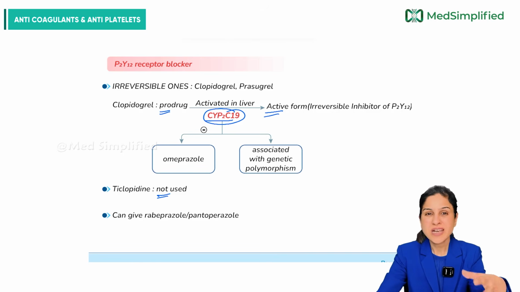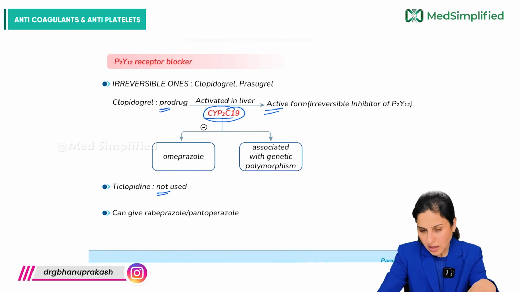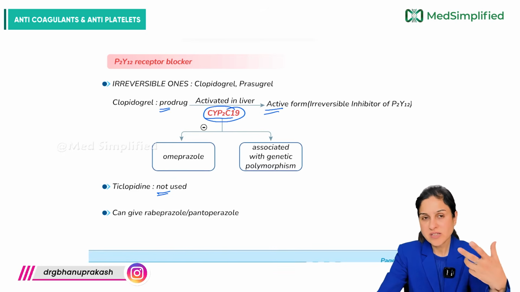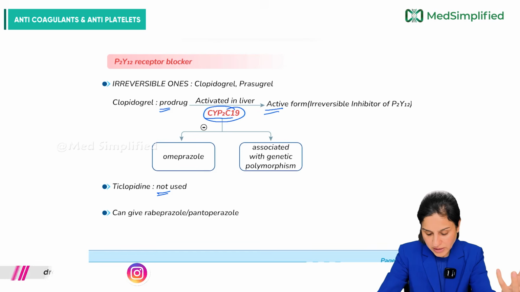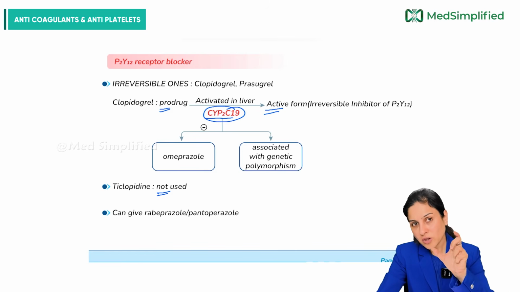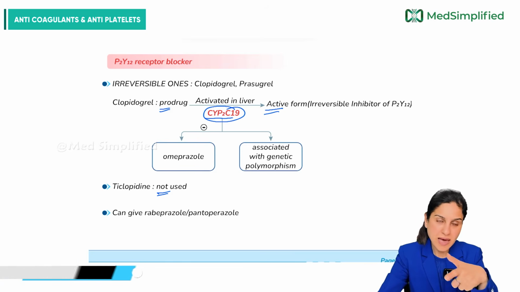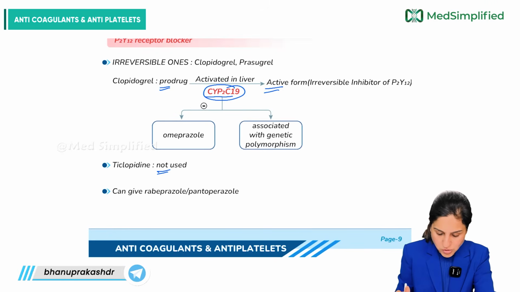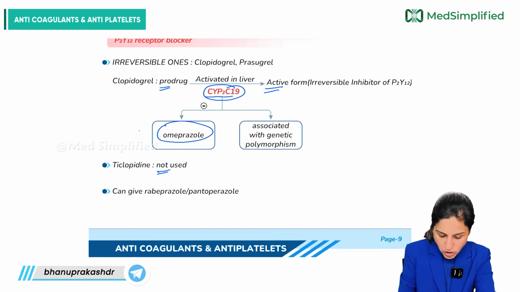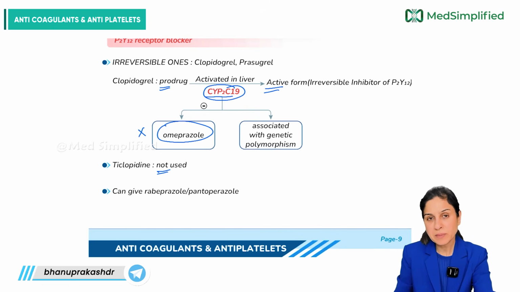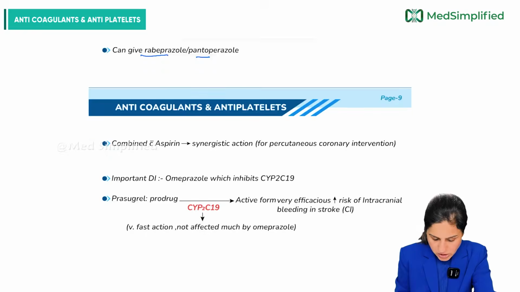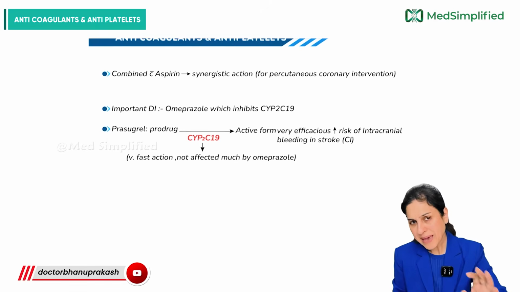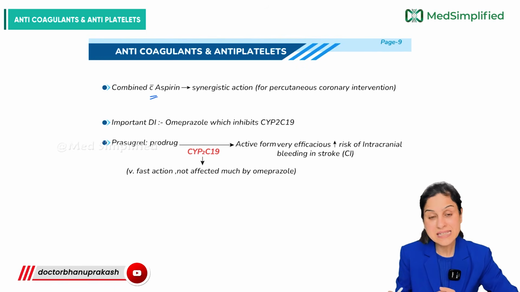Secondly, because of genetic variations in individuals, some people might have a CYP2C19 which is not very active, which is very slow, or in some it can be very fast. So in people where the enzyme is slow and not very active, again clopidogrel will not be as effective in them as in the other population group. So instead, because we cannot give omeprazole, you can give other PPIs which have fewer drug interactions, like rabeprazole and pantoprazole. Clopidogrel is best combined with aspirin because it has a synergistic action with it.